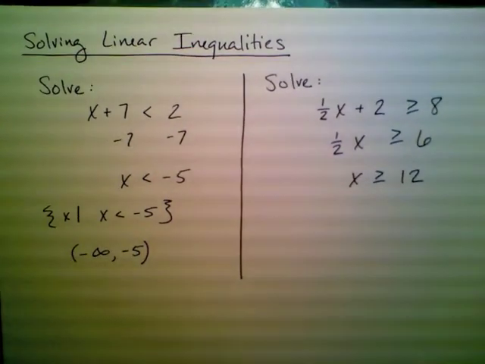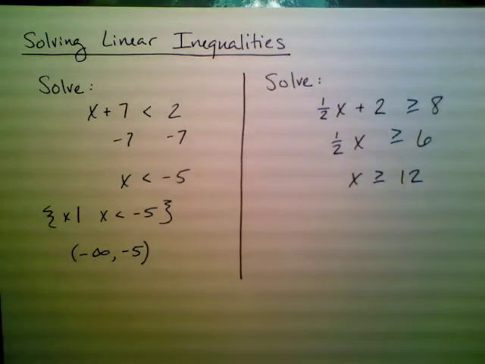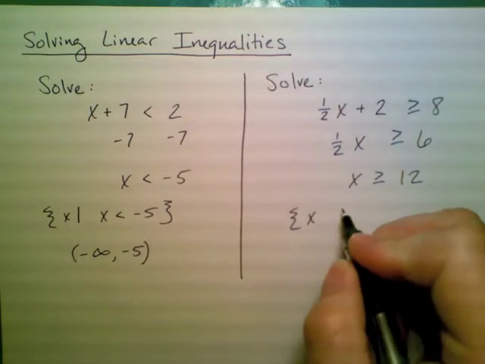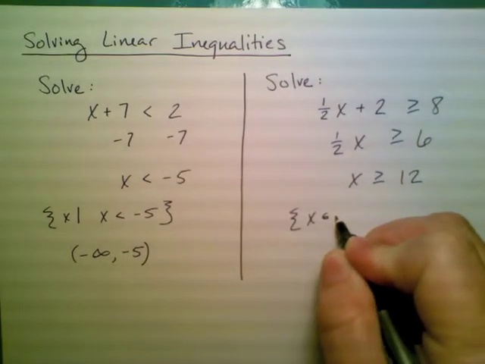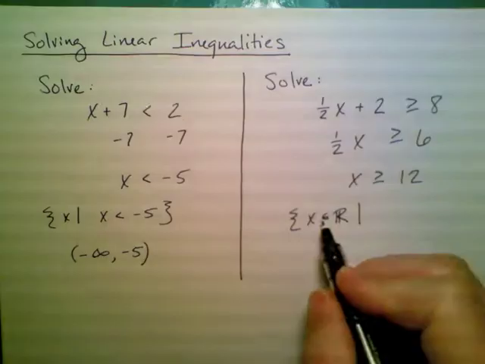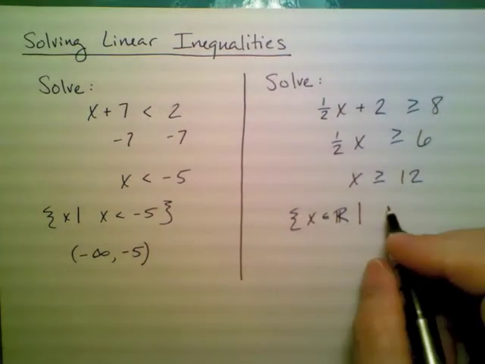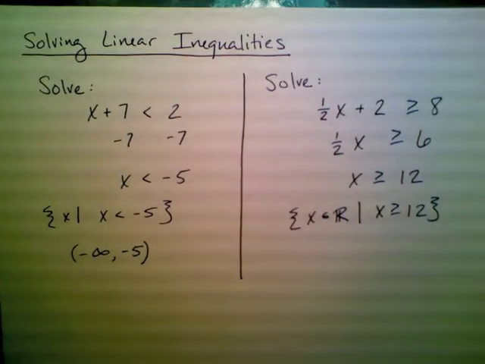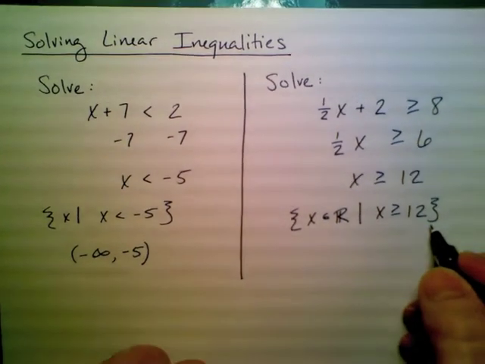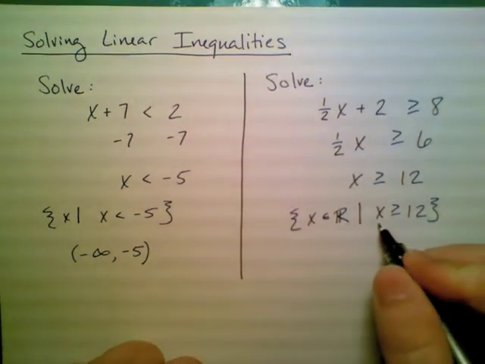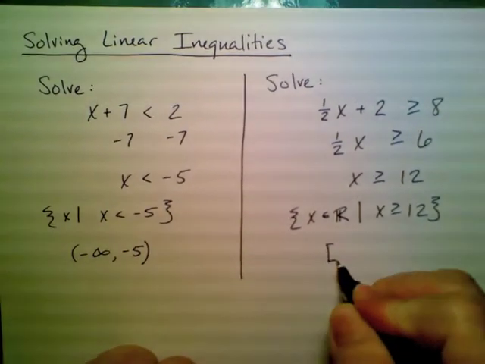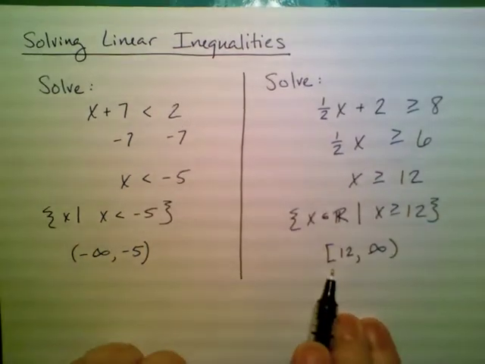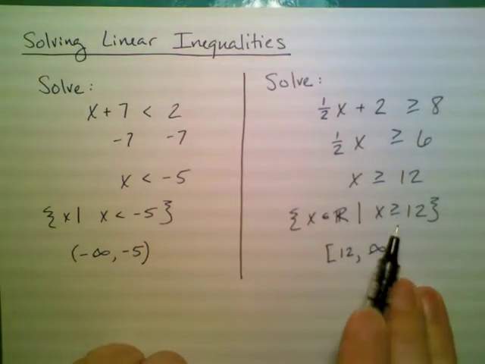And so I'm left with x is greater than or equal to 12, which I can put in set notation. And I may even specify this is the set of all x's in the set of real numbers, so that x is greater than or equal to 12. And if I want that in interval notation, all the x's that are greater than or equal to 12, well, that'll start with 12 and go to infinity. I do include the endpoint here. This is a greater than or equal to.